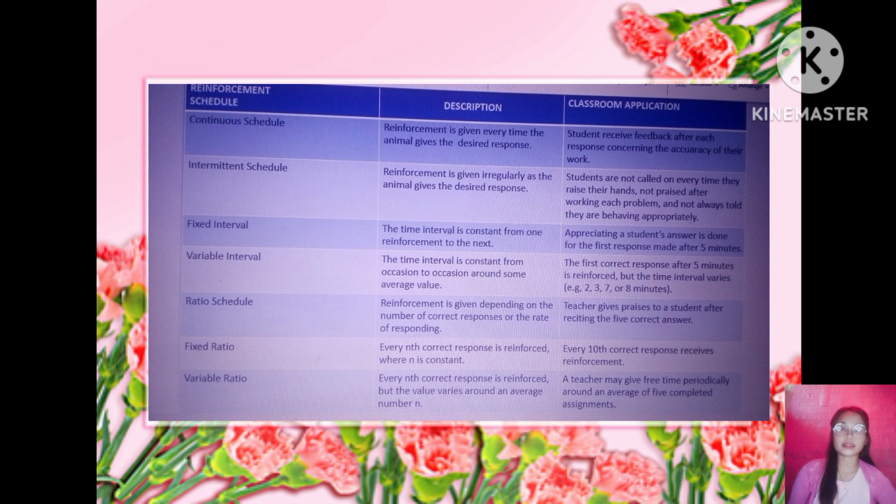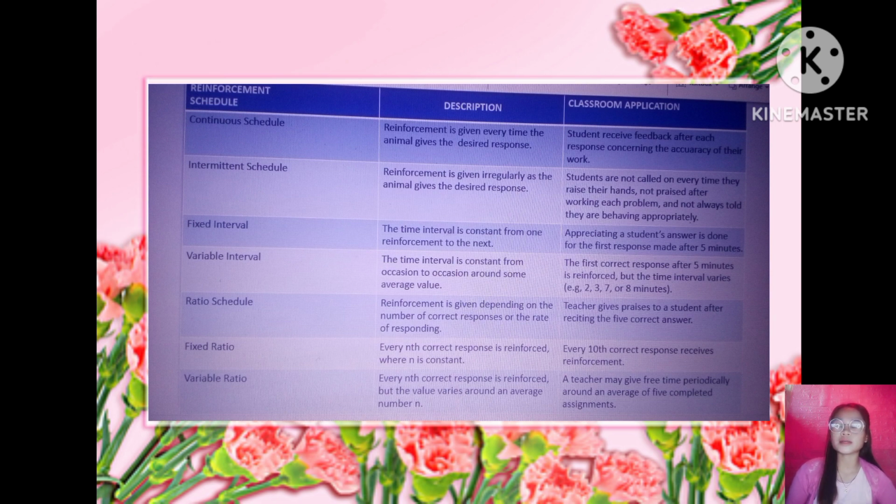So, the variable interval is when the time interval varies from occasion to occasion around some average value. So, the first correct response after 5 minutes is reinforced, but the time interval varies, for example 2 or 3 or 7 or 8 minutes. So, that means ang variable interval is the average amount of time. Again, the average amount of time.